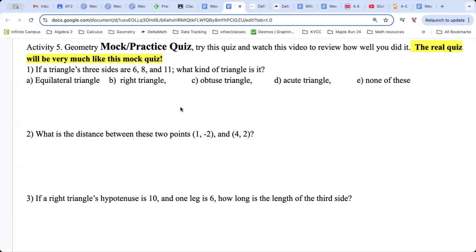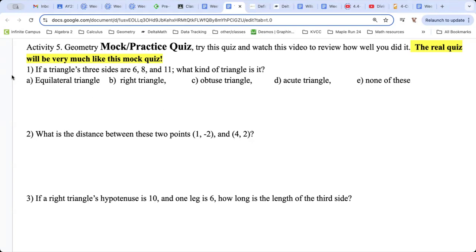Okay, first one first. If a triangle's three sides are 6, 8, and 11, what kind of triangle is it? Is it an equilateral triangle? Is it a right triangle? Is it an obtuse triangle, an acute triangle, or none of these?